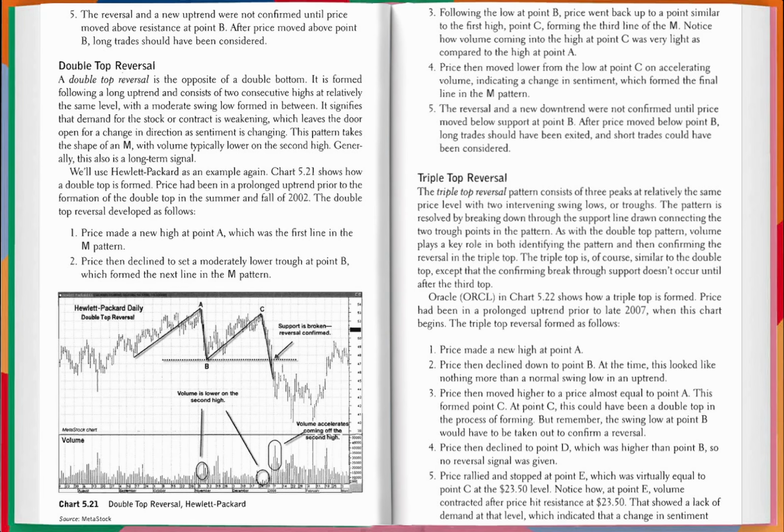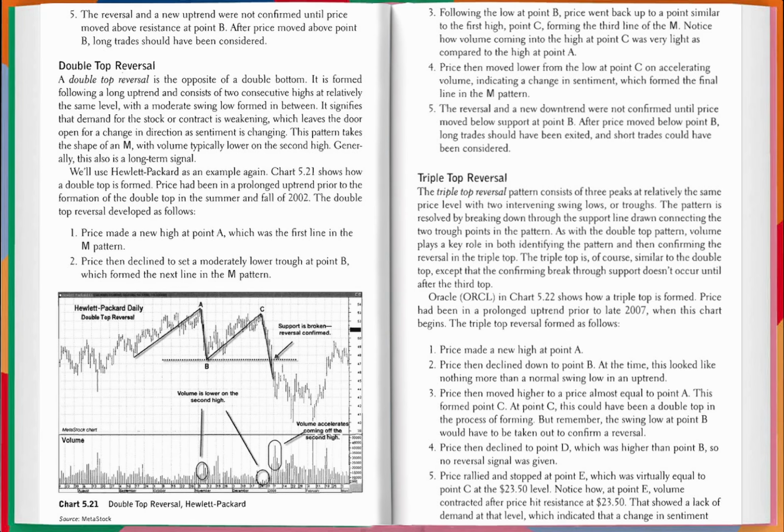Oracle in chart 5.22 shows how a triple top is formed. Price had been in a prolonged uptrend prior to late 2007 when this chart begins. The triple top reversal formed as follows. 1. Price made a new high at point A. 2. Price then declined down to point B.